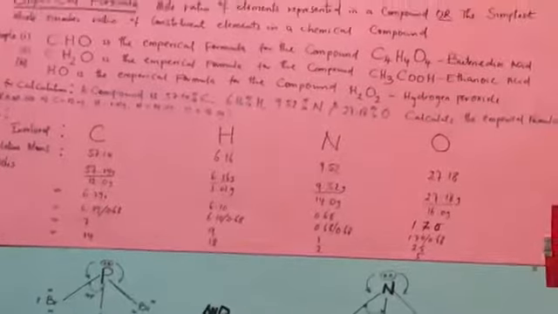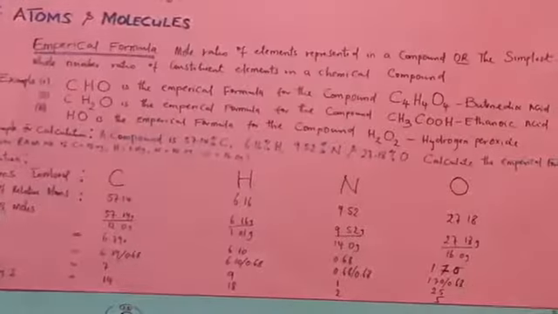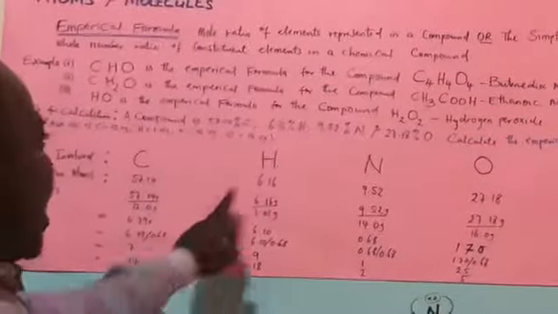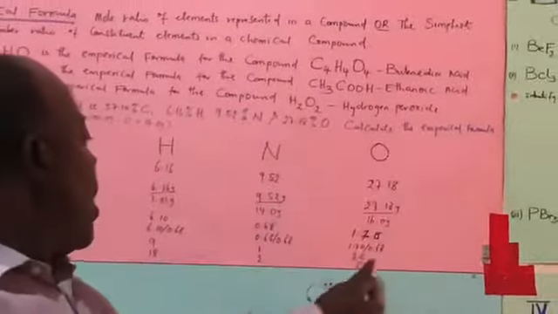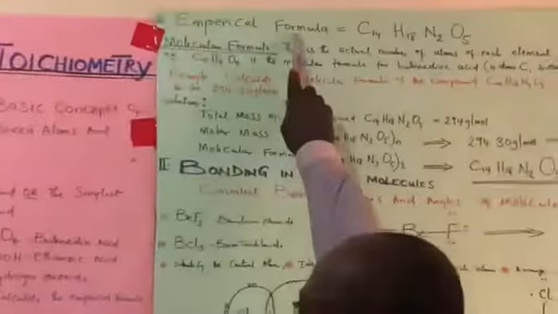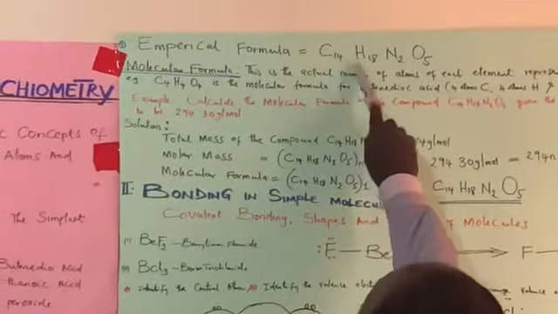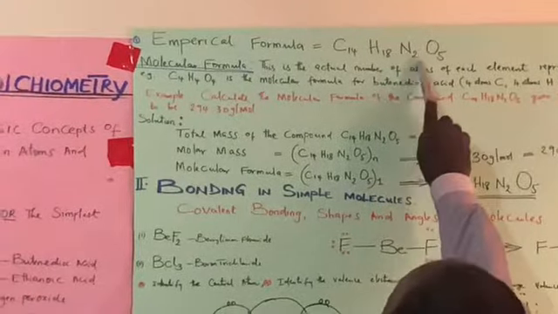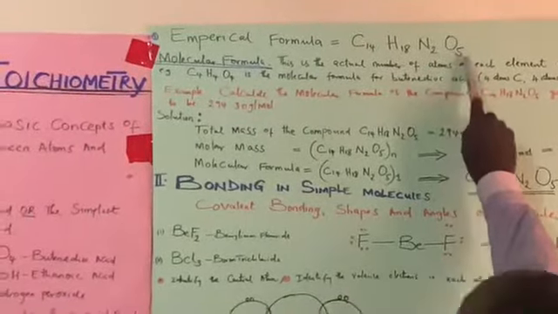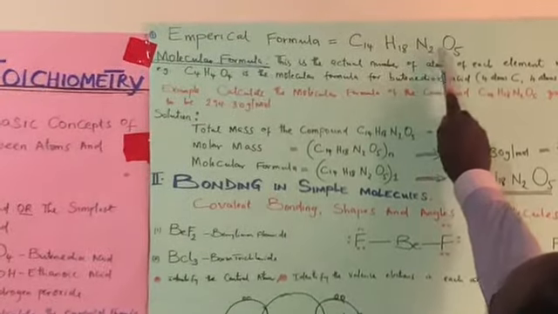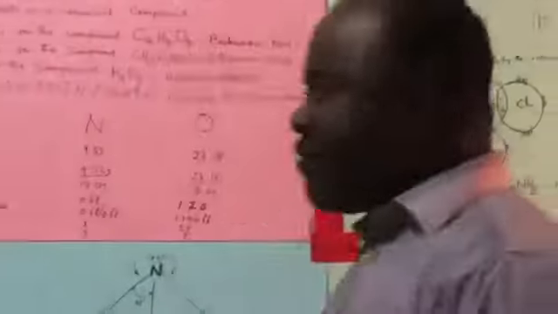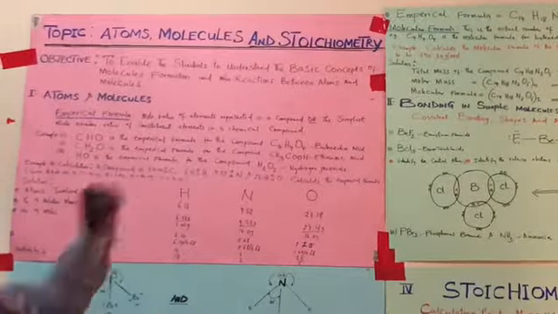Therefore, what is the empirical formula of this compound? The empirical formula of this compound will be C14, H18, N2, O5, which gives us the empirical formula C14H18N2O5. Carbon 14, hydrogen 18, nitrogen 2, and oxygen 5. That is the empirical formula. That is the simplest whole number ratio of the constituent elements in this compound.